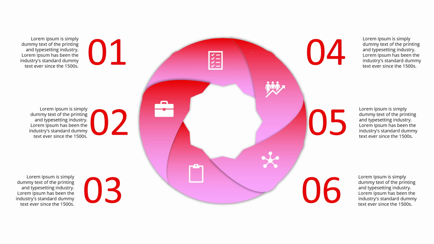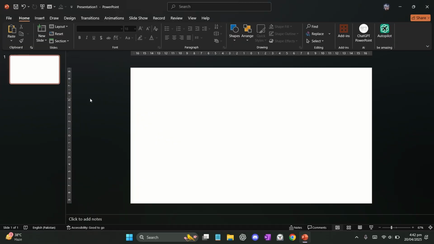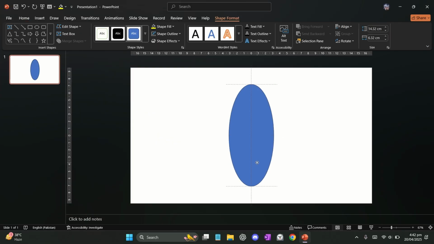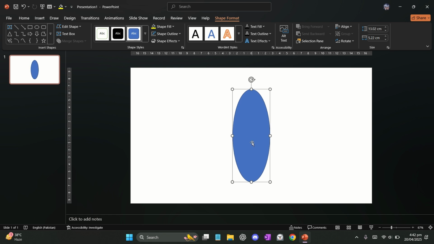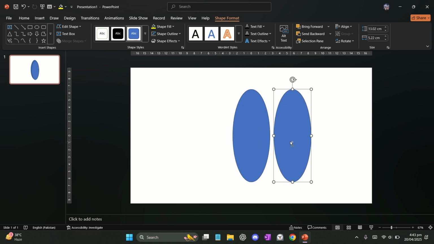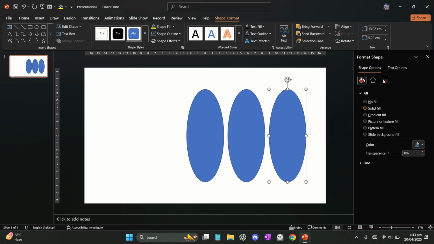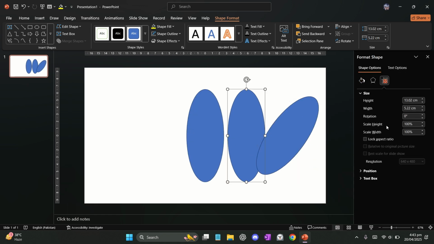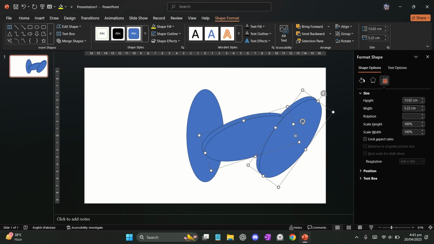So in this video, I'm going to show you how to make this amazing infographic. So let's start. The first thing you're going to do is open up PowerPoint and then go to shapes and insert this oval shape. Next, we're going to just adjust its size, duplicate it about 2 more times and change one of its rotation to 36 and the other to 72.